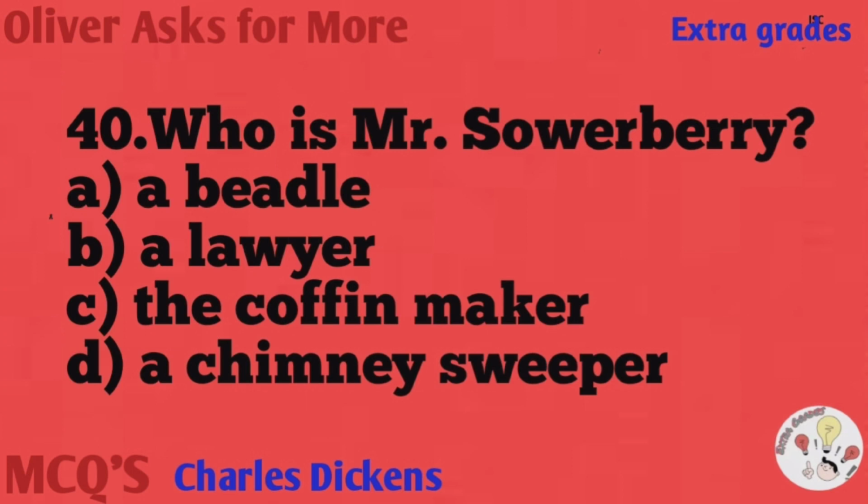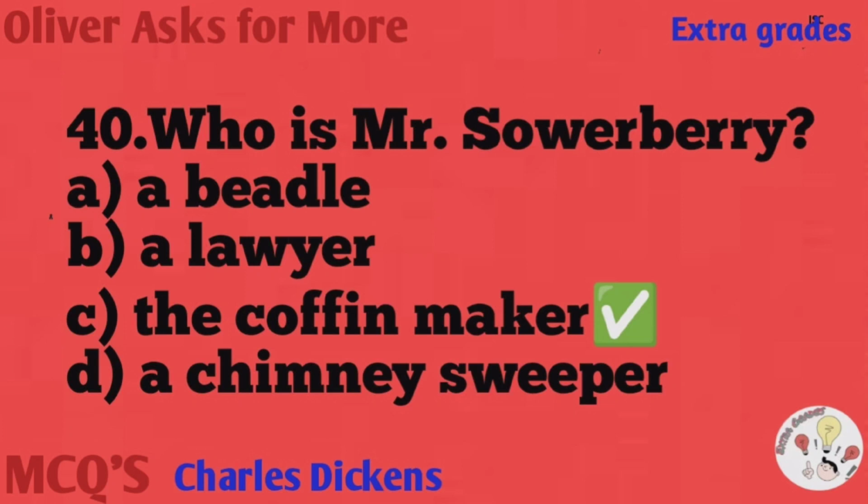Question number 40. And children, this is my last question. And the question is, who is Mr. Sowerberry? And the options are A. A beadle. B. A lawyer. C. The coffin maker. D. A chimney sweeper. And the correct option is C.